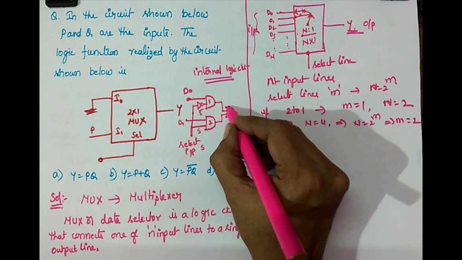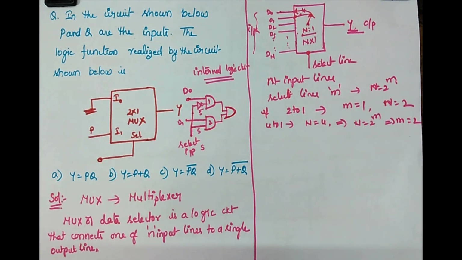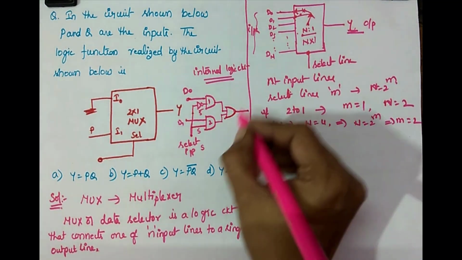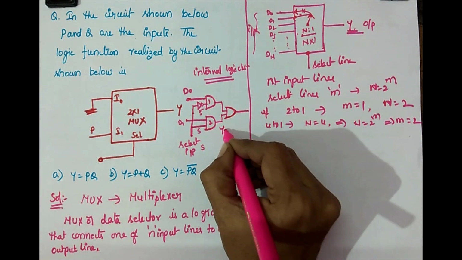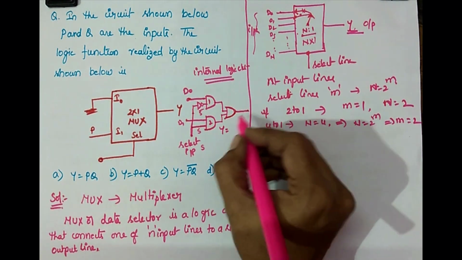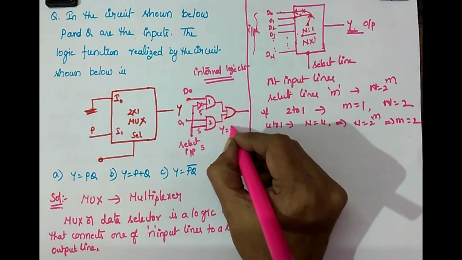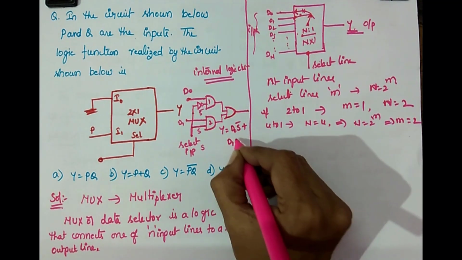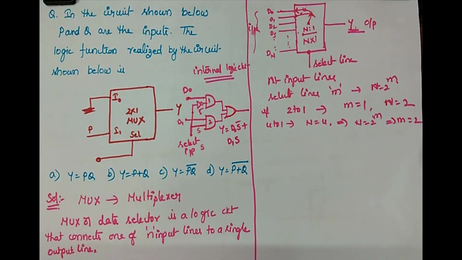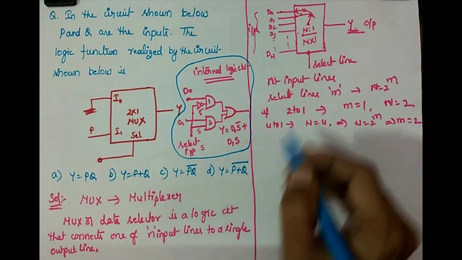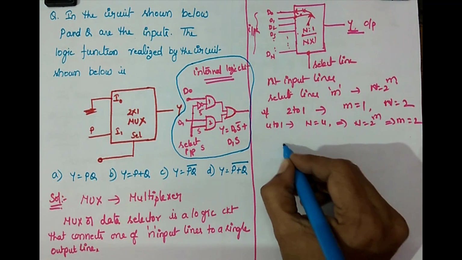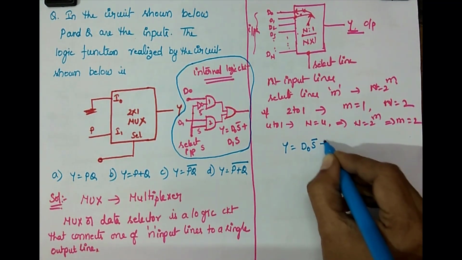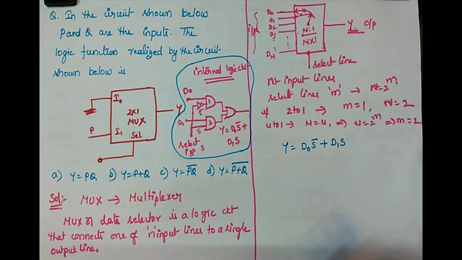Now these two are given to an OR gate. What is the output? Output Y is equal to D0 into S bar plus D1 into S. So the output expression is Y equals D0 S bar plus D1 S.